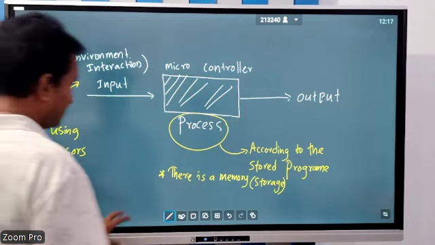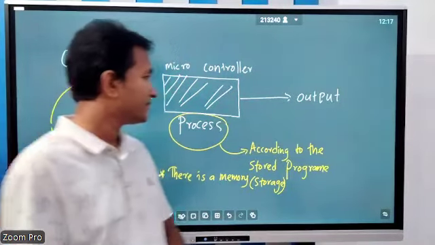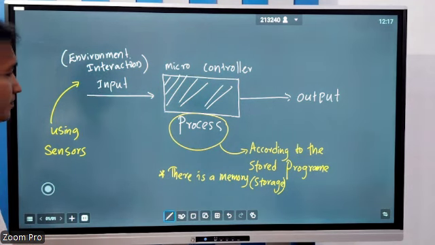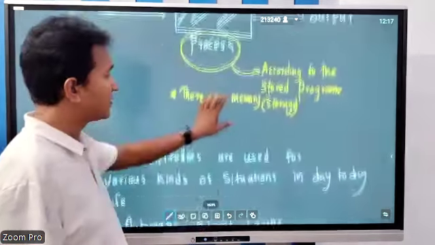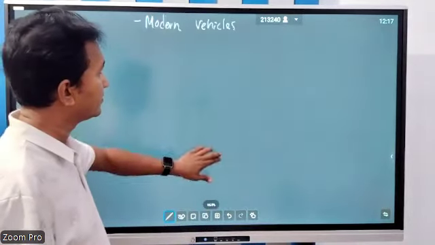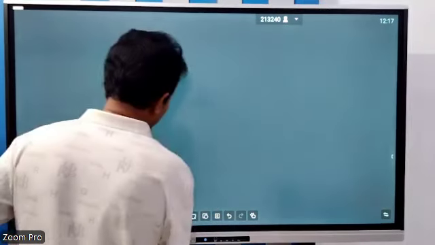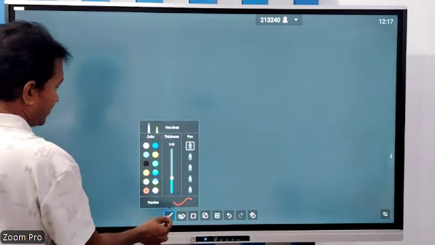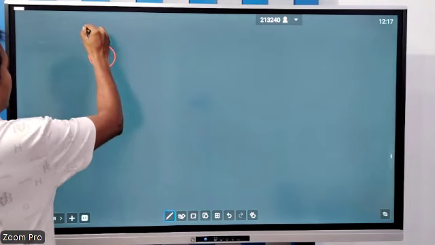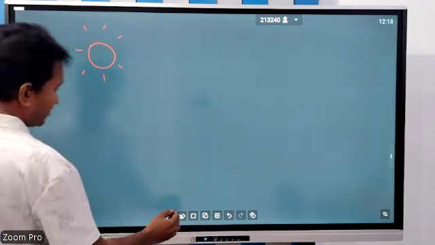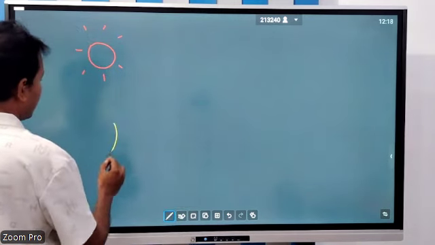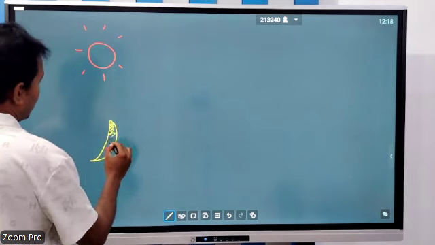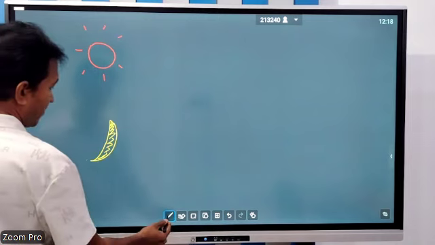Right? Finish? Right. So this is the scenario of the street lamp, right? This is the moon. Sun and moon.